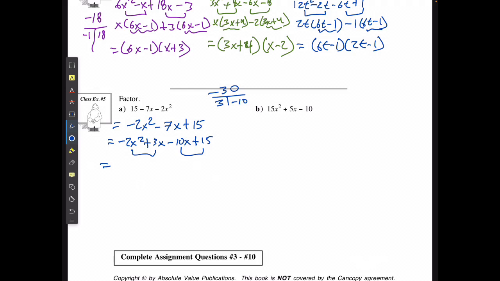From the first set, I can pull out the negative if I want. It doesn't really matter. So in this case, I'm just going to leave the negative in there and just say that I'm dividing by x. And I'm going to get negative 2x plus 3. In the second set, I'm just going to divide out the 5. And I get negative 2x plus 3. Which means that this would give me negative 2x plus 3 and x plus 5.